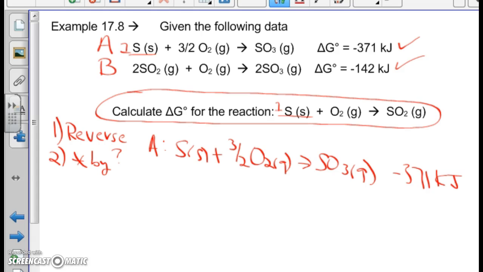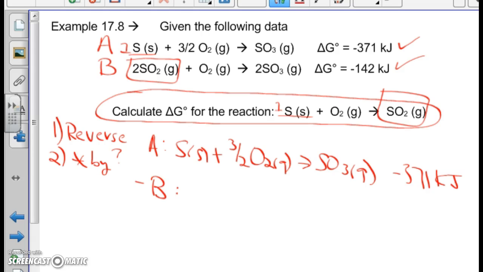All right, in B, what in B do you see in our unknown that would be useful for us to help us get a puzzle piece in our unknown? What do you see in B that we also need in our unknown? SO2. This is what I see here. I also see SO2 in B. So I got to ask myself the two questions. Do I need to reverse it? Well, they're on opposite sides, aren't they? So I need to reverse B, so that's negative B.